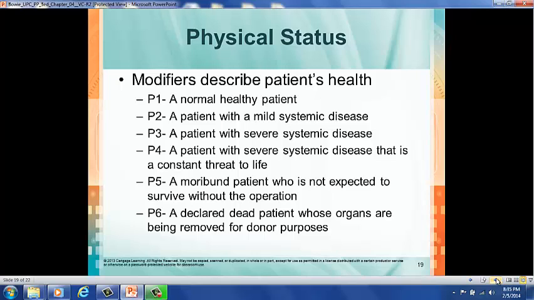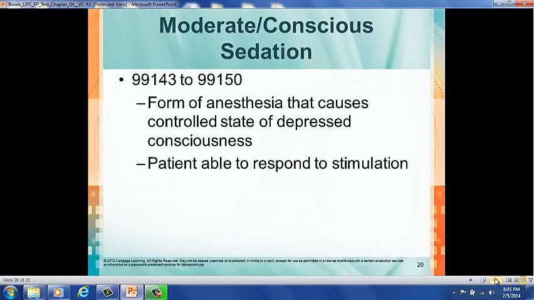To determine the total units for the anesthesia service, you add the basic value, the time units, and the modifying units. The total reimbursement amount would be calculated by multiplying the total units by the conversion factor used in the geographical region in which the service was performed. Moderate conscious sedation, codes 99143 through 99150, is a form of anesthesia that causes a controlled state of depressed consciousness, but the patient is able to respond to stimulation.